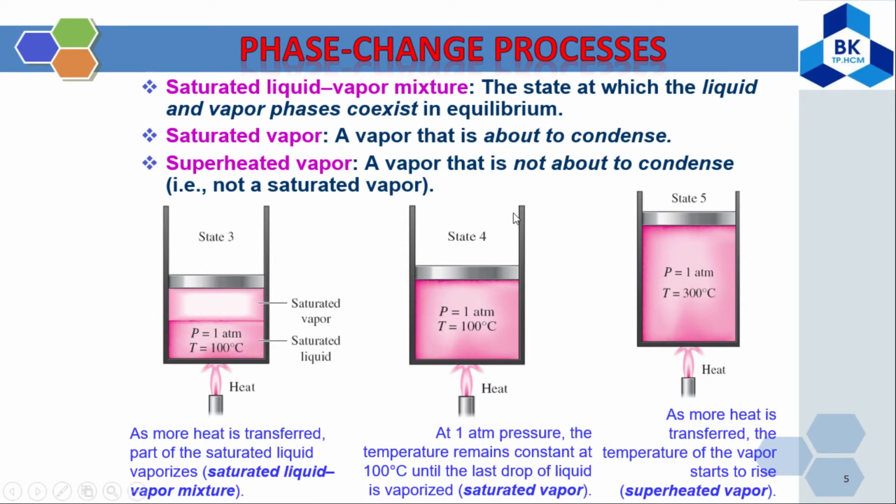And then we go to stage 4. That means when all the liquid has been transformed into the vapor phase, that stage we call saturated vapor, a vapor that is about to condense. And stage 5 means all the water has become vapor. We still continue to supply heat. In this case, we call it superheated vapor. That means a vapor that is not about to condense, not a saturated vapor.